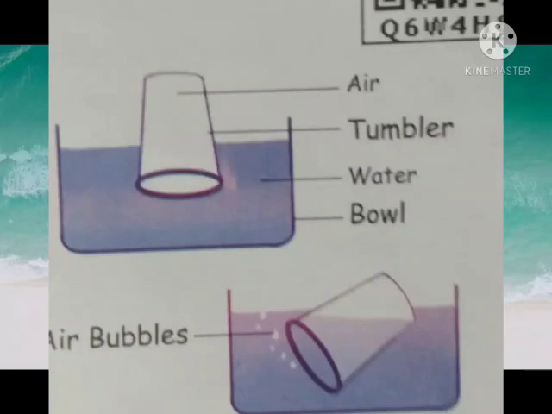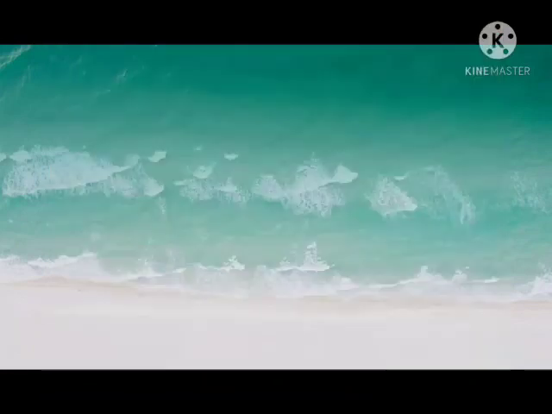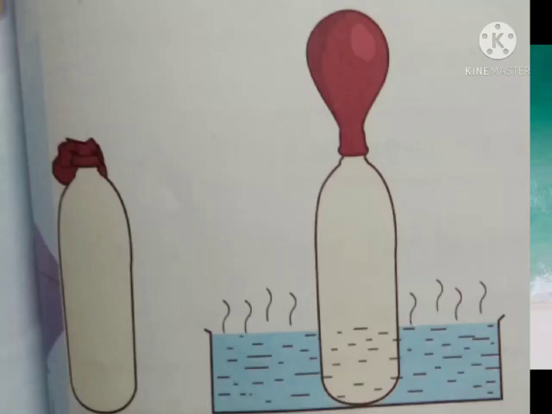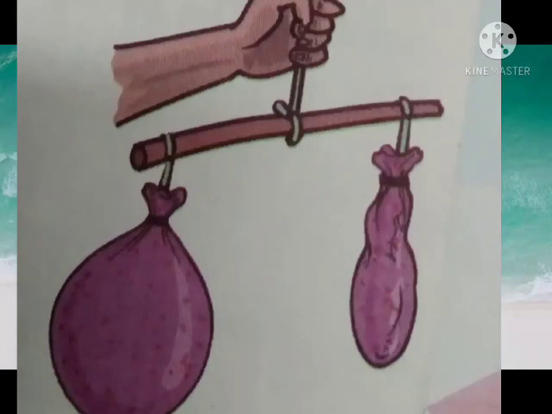What are the things we saw in today's class? Yes, first we saw the properties of air. Next we saw air occupies space with that experiment, tumbler and then bowl experiment, tilt பண்ணனும் சொன்னாலே அந்த experiment. Okay, next என்ன பார்த்தோம்? Yes, hot air rises up, அந்த experiment bottle and then balloon ஓட mouth tie பண்ணிடுவோம், அந்த experiment we saw. And then next we saw air has weight.